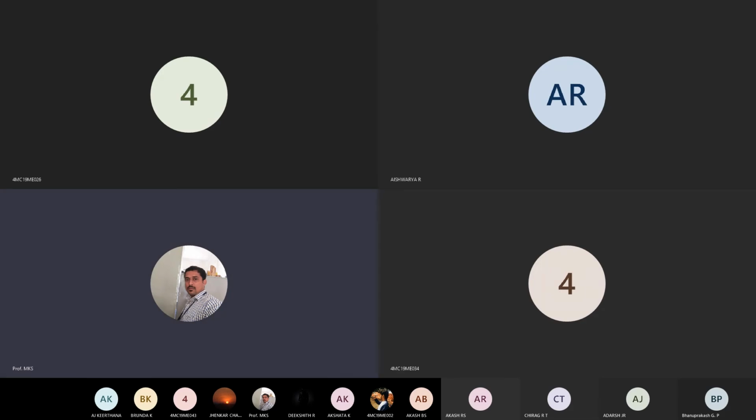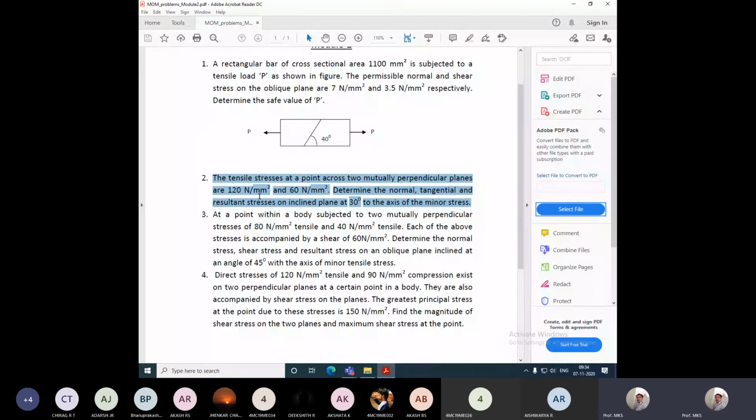Okay, and on the second question, it is based on two mutually perpendicular direction derivation. We need to use those equations. So stress acting in mutually perpendicular direction, the second derivation.